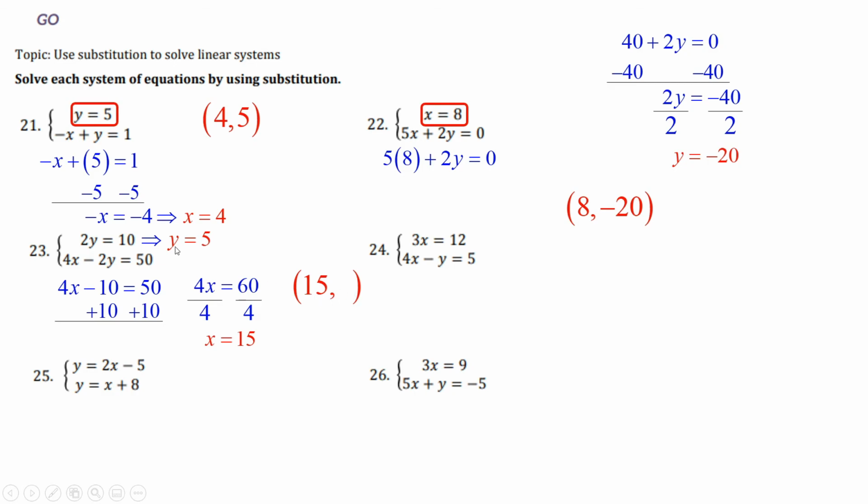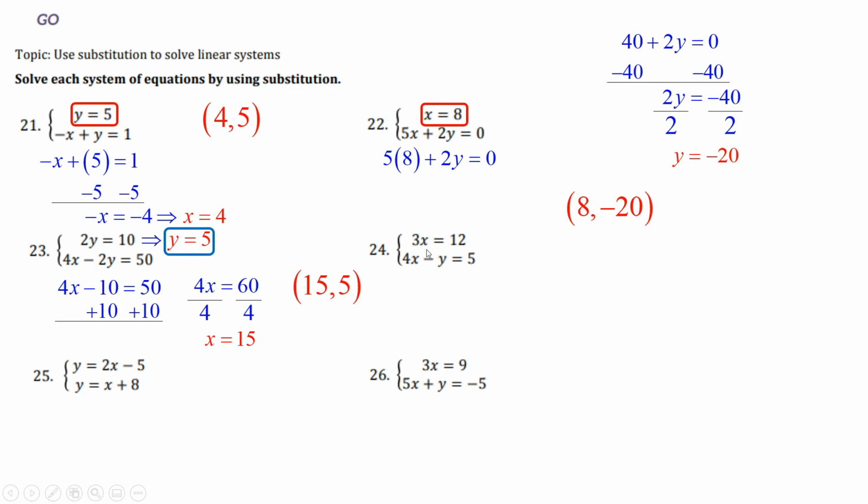And remember when we said y has to equal 5? Y is 5. Okay, so 15, 5 is the ordered pair where the horizontal line 2y equals 10 intersects with the oblique line 4x minus 2y equals 50.